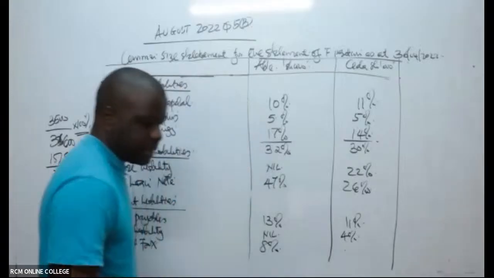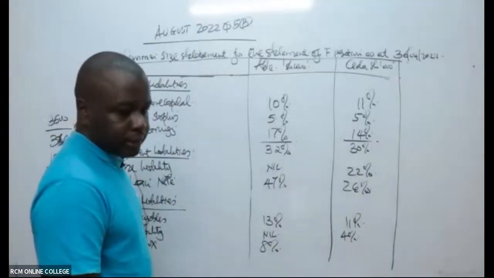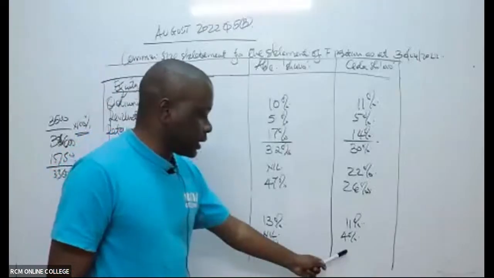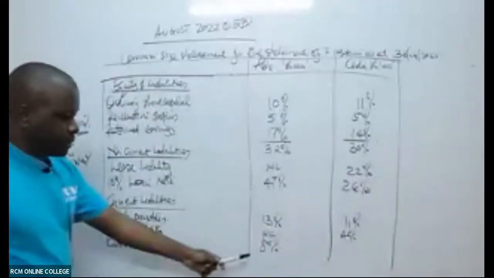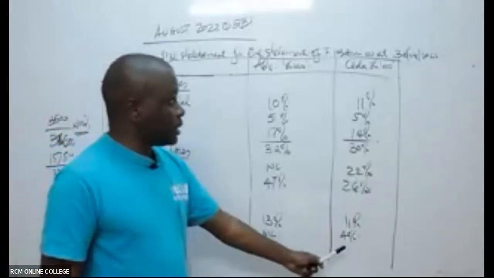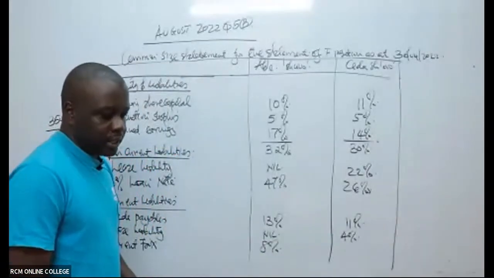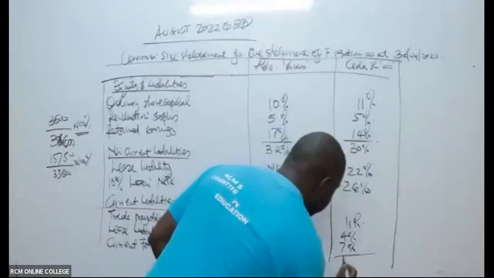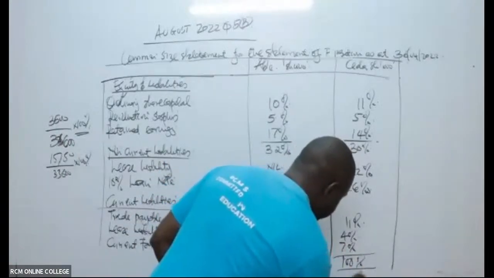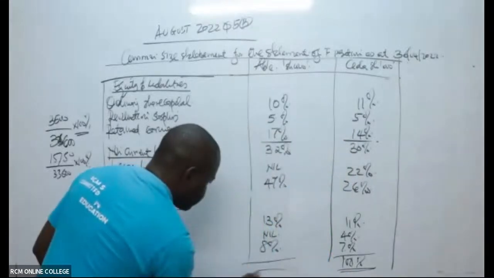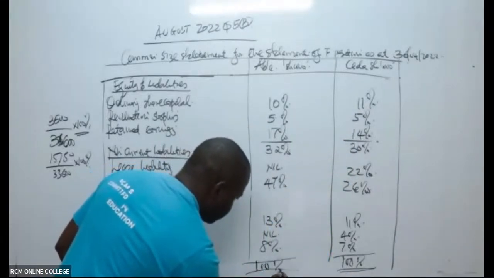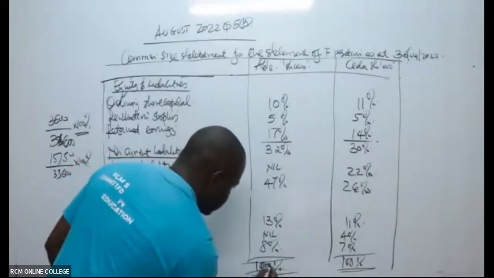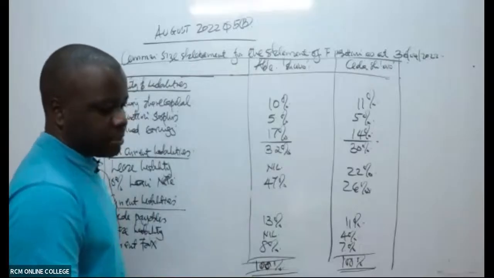What about this other side for the current tax? This one is 8%. What about for SEDA? 7%. If you do the total there, it should give you the total figure, so that comes to 100%.